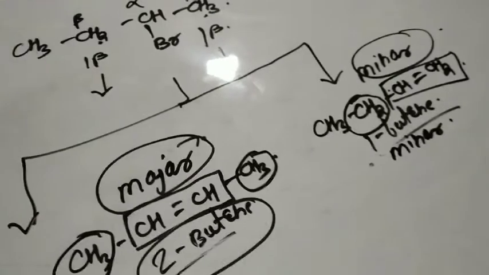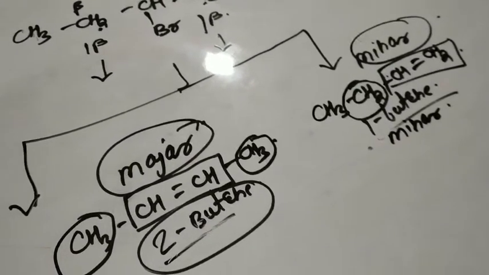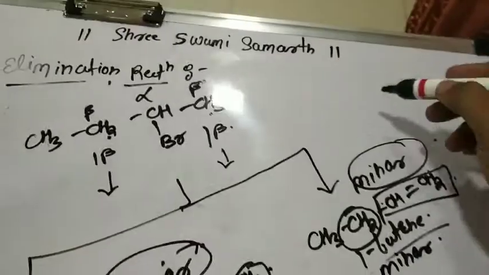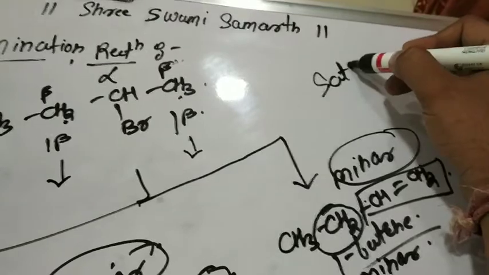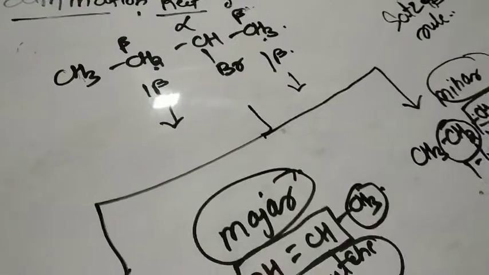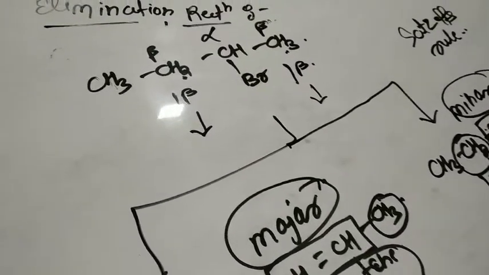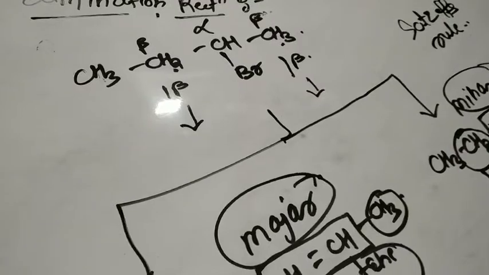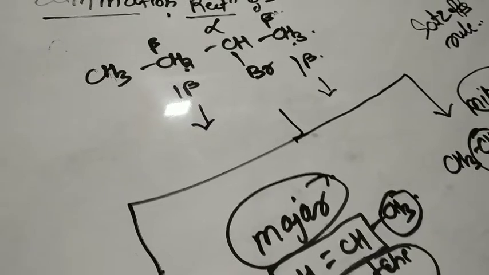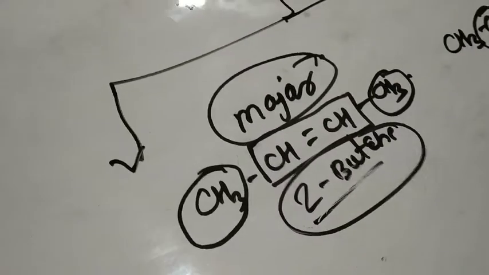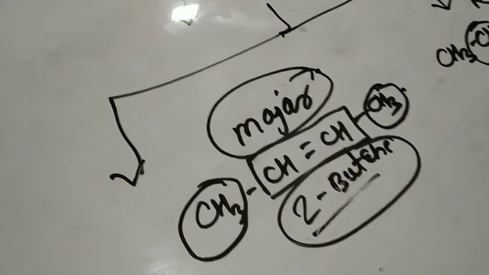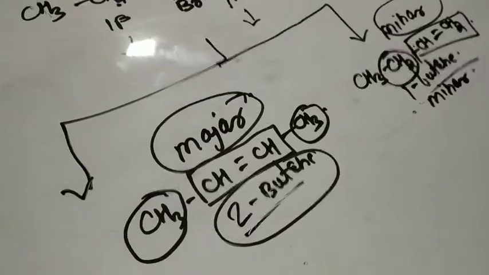Who said this? I did not say this. This is a scientist, a Russian chemist, whose name is Saytzeff. He gave a rule called Saytzeff's rule. Now what does Saytzeff's rule say? Saytzeff's rule says that in a dehydrohalogenation reaction, the preferred product is that alkene which has a greater number of alkyl groups attached to the doubly bonded carbon atoms. Right? So this is what Saytzeff's rule says about the major and the minor product.